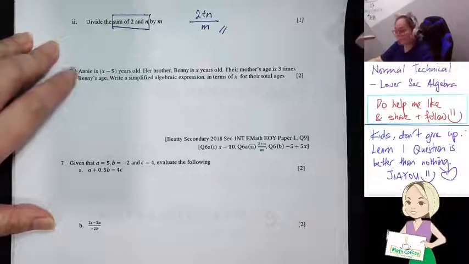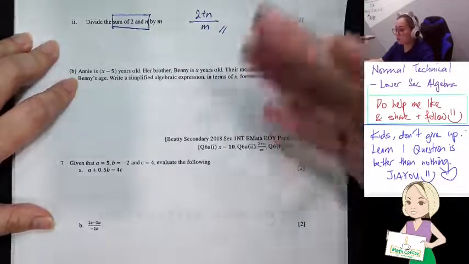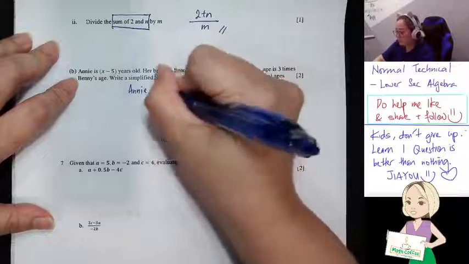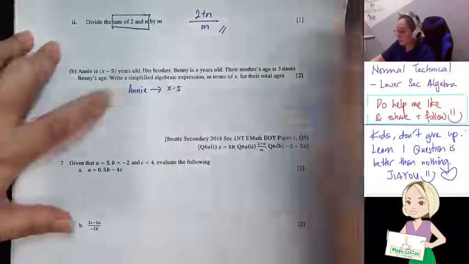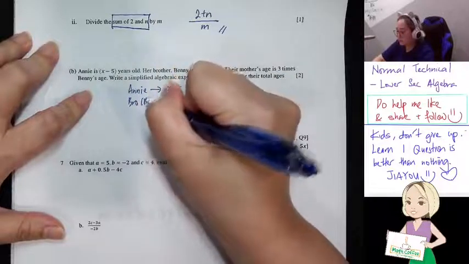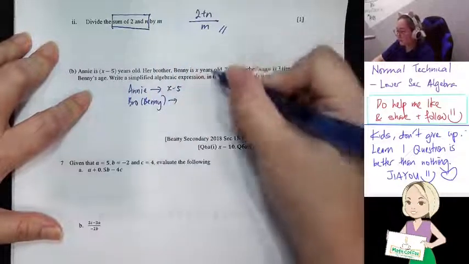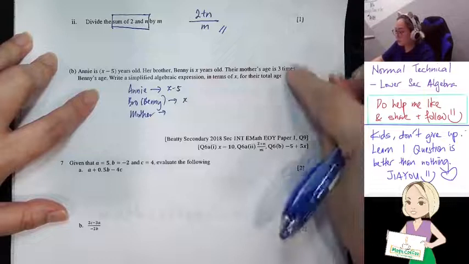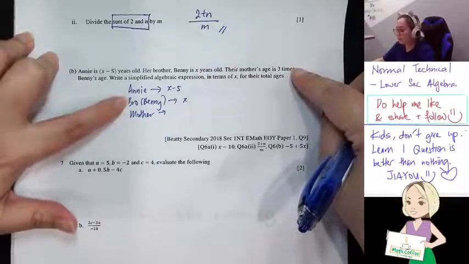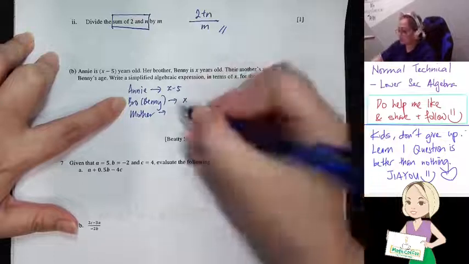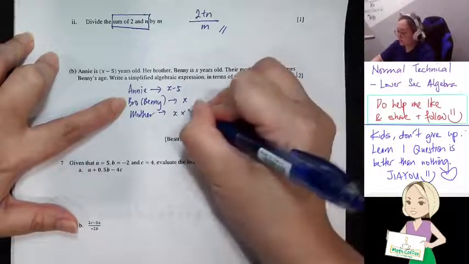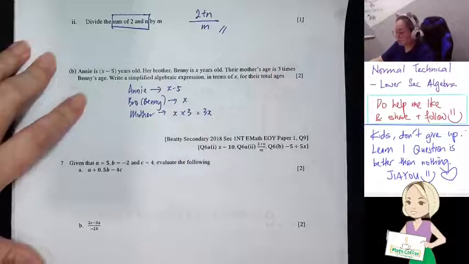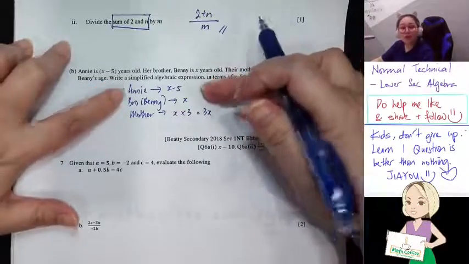Every time this kind of question comes out, I will always state clearly what expression represents who. So they tell us that Annie is x minus 5. The brother, you can bracket it and say this is Benny, they tell us is x years old. As for the mother, she is 3 times Benny's age. So it's using Benny's x, 3 times, so it's 3 times x. To simplify x times 3, it is just 3x. So now you have the individual ages of the 3 of them.